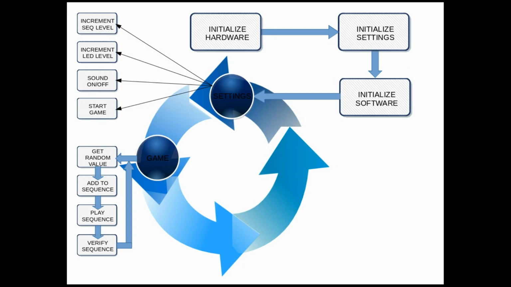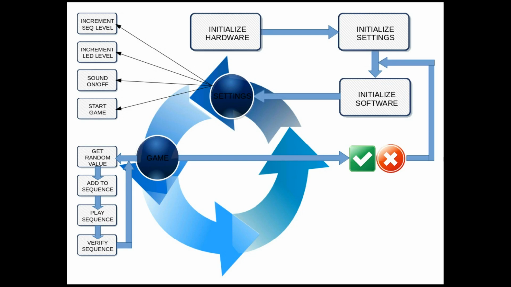It gets another random value, adds it to the sequence, so now there'll be two values in the sequence. And then it plays the two values, then the user has to verify the two, goes around again, 3 values, 4 values. That continues until the player either gets a sequence wrong or gets it all right, and they'll either win the game or lose the game. And then it goes back up to initialize software again.